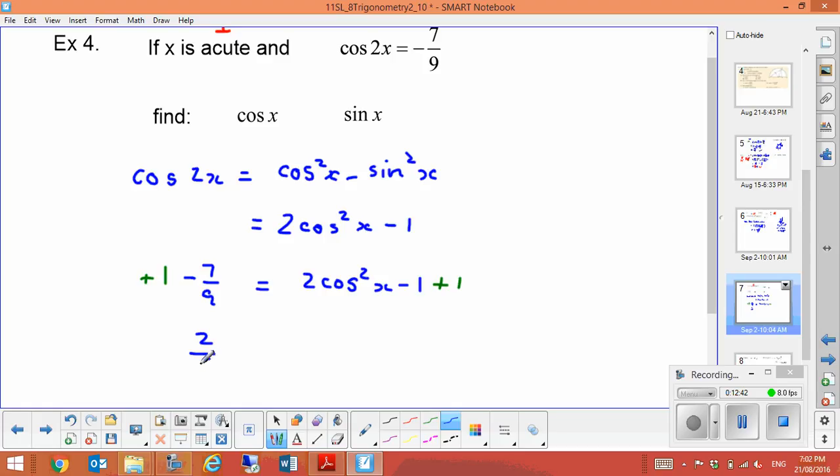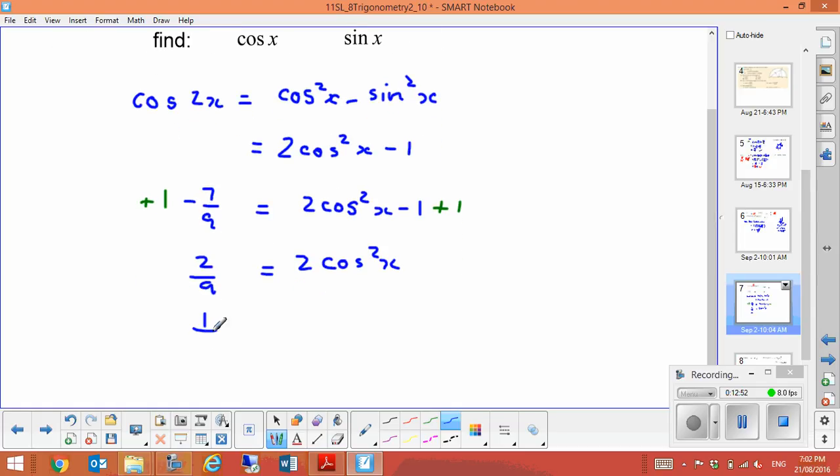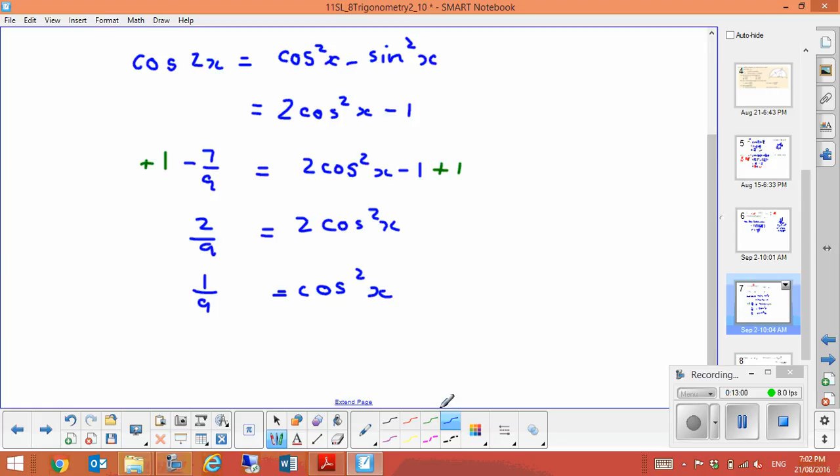So we have 2/9 equals 2 cos squared x, divided by 2. So 1/9 equals cos squared x. Square root both sides, and remember if we take the square root we're going to do plus or minus. So now we can see that cos x equals plus or minus the square root of 1/9, which is 1 on 3.